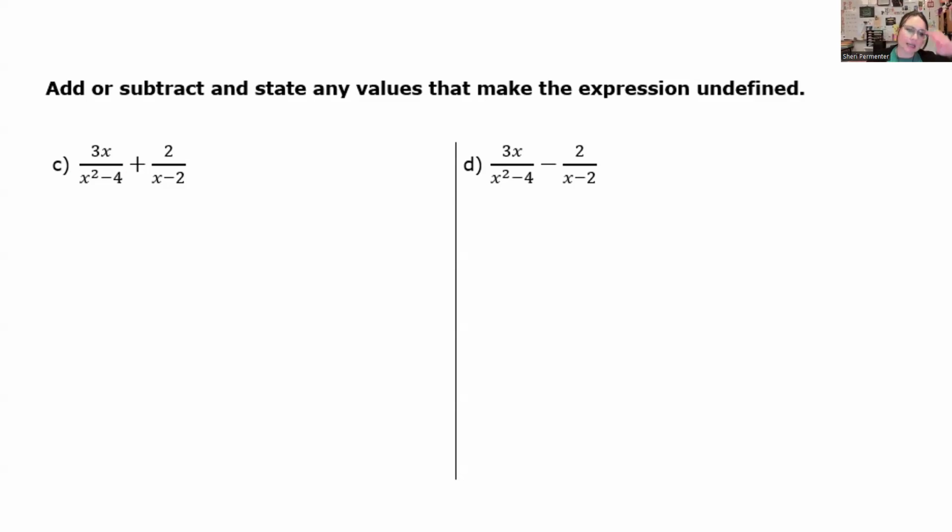So for C, everything looks good except for I need to factor this. And this is a difference of perfect squares. So this turns into x plus what? X minus what? What does this turn into? X plus 2, X minus 2.